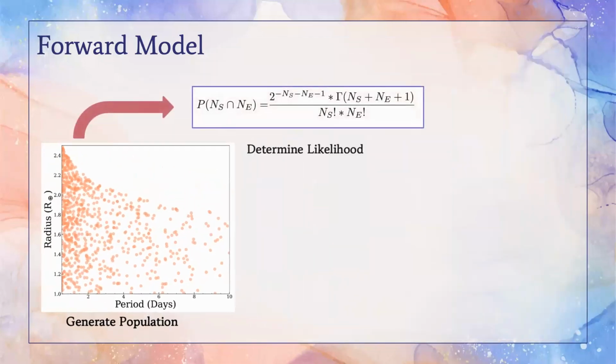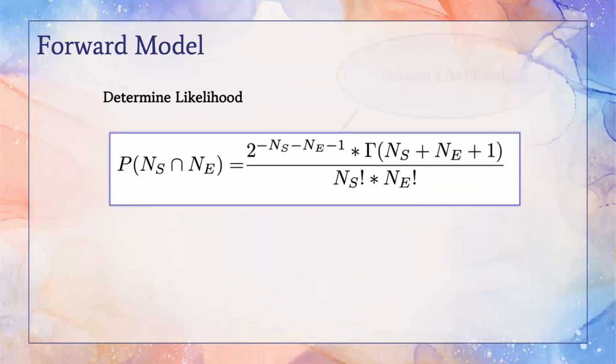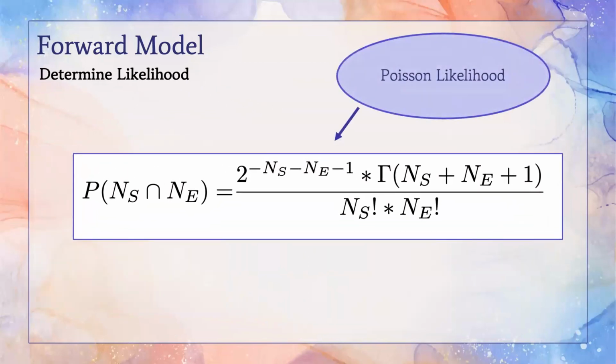And then once we have that, we determine the likelihood. And what I mean by the likelihood here is basically we can compare what we get out of the synthetic population. So we say we have our detection efficiency. What does this population spit out? And so we compare that to what we actually observe to figure out how well these two populations fit.